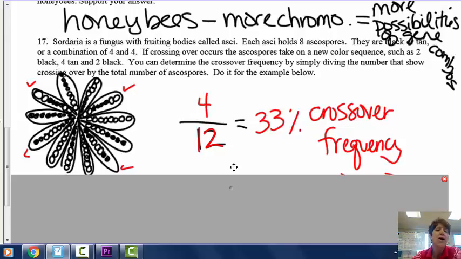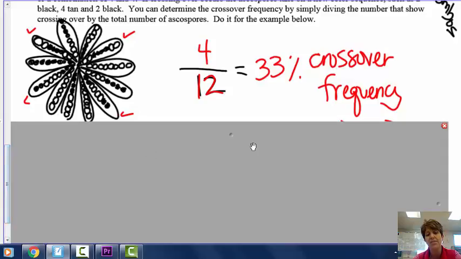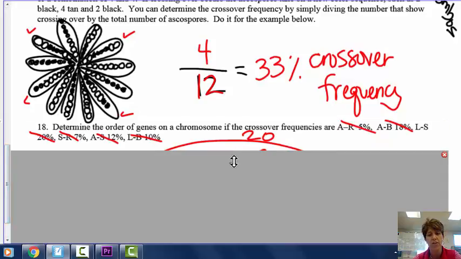So to figure out the chances of crossing over, you look through all of these. Like, look at this one, 4 tan, 4 black. But then this one, 2 tan, 4 black, 2 tan. That is the result of crossing over. So the ones that are the result of crossing over, I put check marks next to. Then I counted them up. 4 out of 12 had crossing over. That means the chance of crossing over is 33%. That means those genes are not very close to each other on the chromosome.